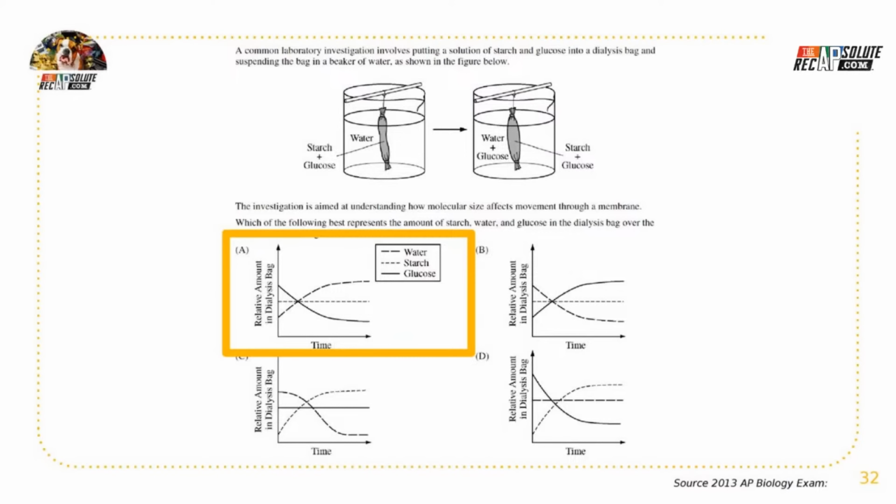Looks like a lot of us have gotten an example here of what we think the answer should be. So let's look here at A and why we believe the answer to be A. Looking at our levels of water, starch, and glucose, we can see that starch has the relative amount in the bag staying constant, we see glucose decreasing and water increasing, and that's going to show the movement here.